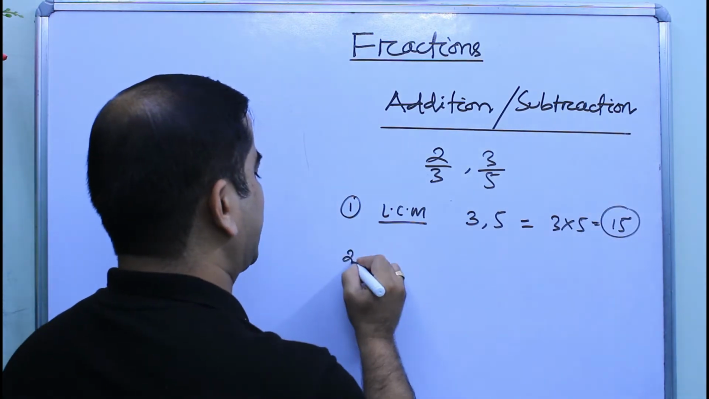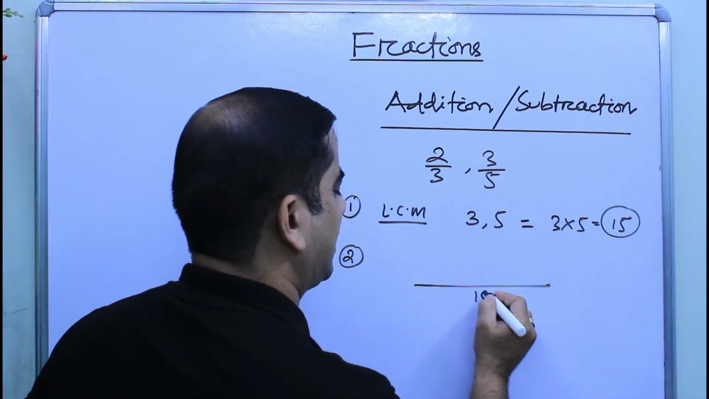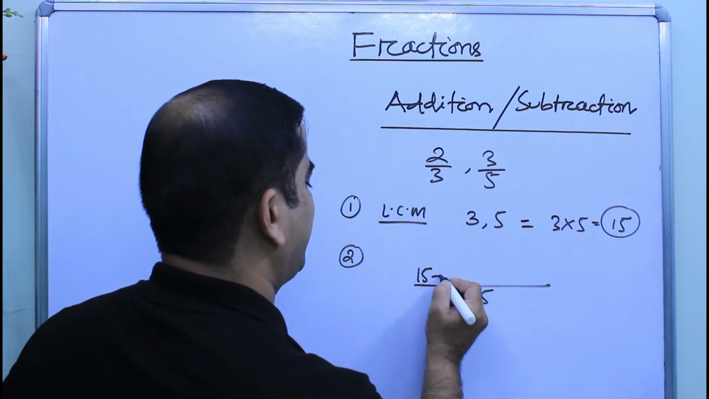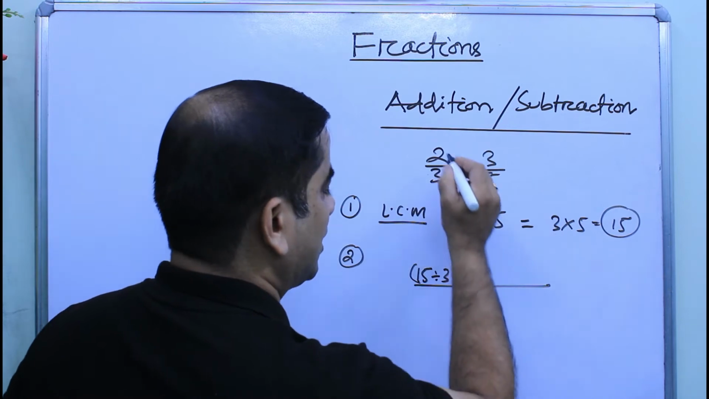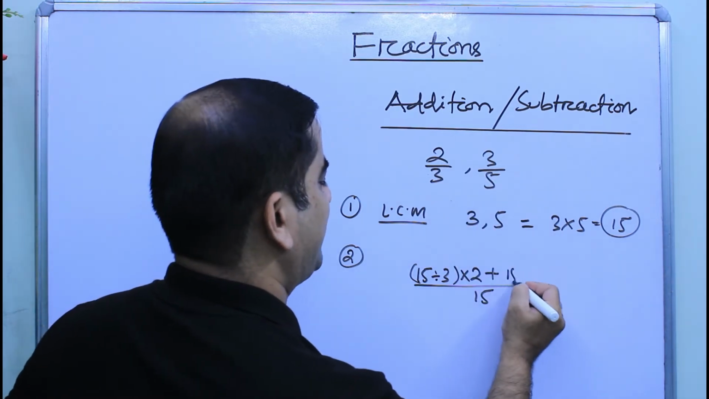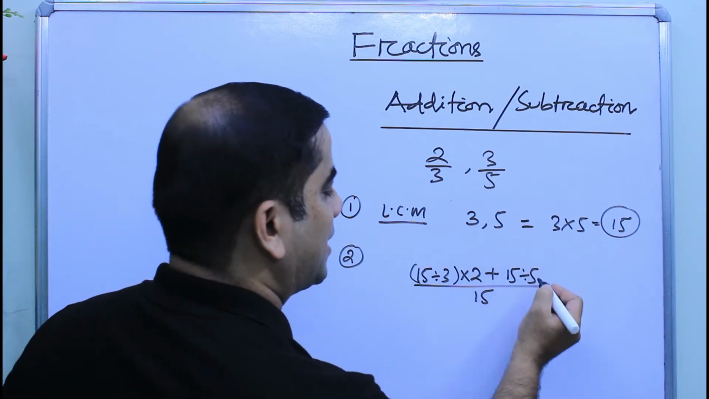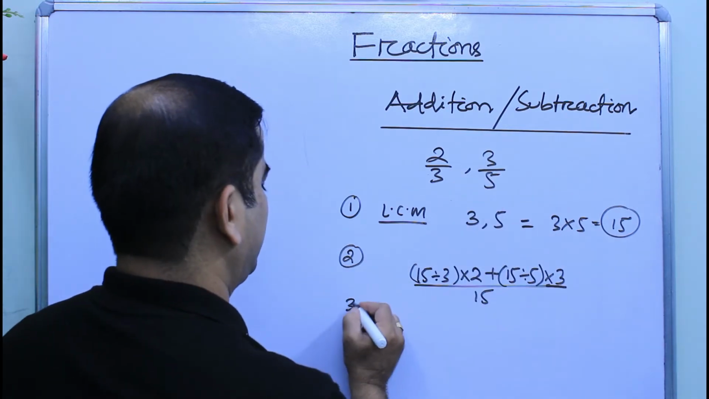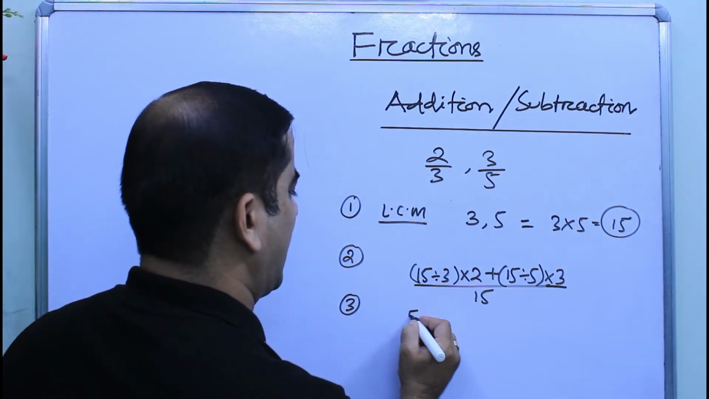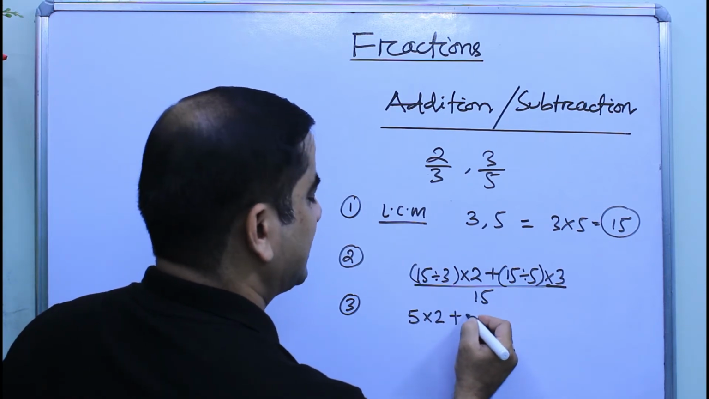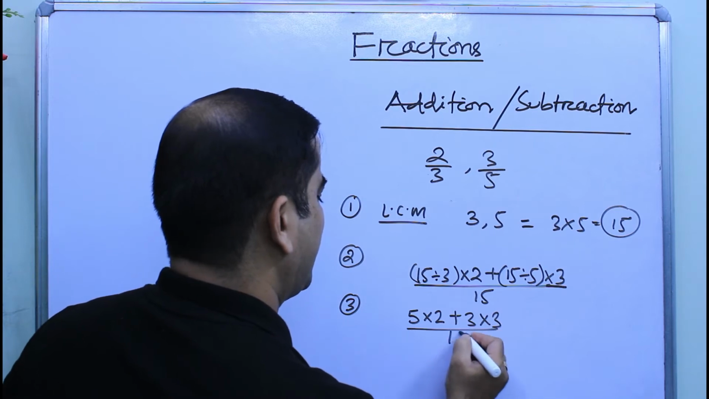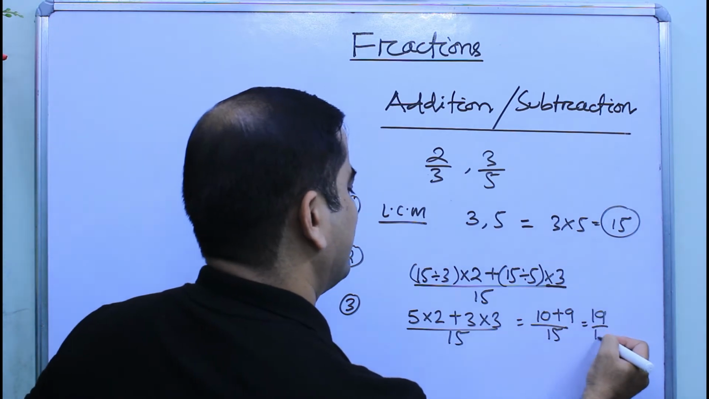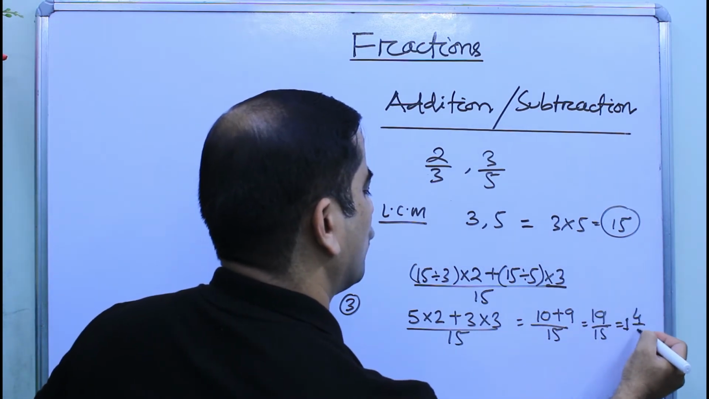LCM is 15. So in second step what we need to do? We need to write the LCM as the denominator. Then LCM divided by the denominator, that means here 15 divided by 3 into the numerator 2 plus 15 divided by 5, LCM divided by the denominator into the numerator, that is 3 in this case. So let us now calculate. 15 by 3, that is 5 into 2 plus 3 into 3 divided by 15, that is 10 plus 9 by 15, 19 by 15 which gives me 1 whole 4 by 15.